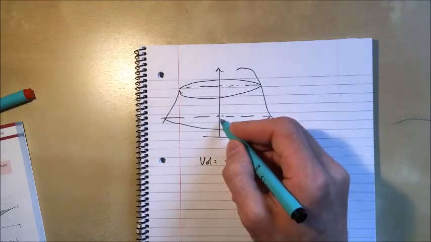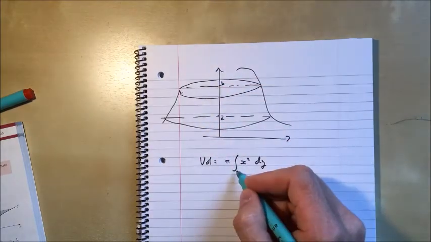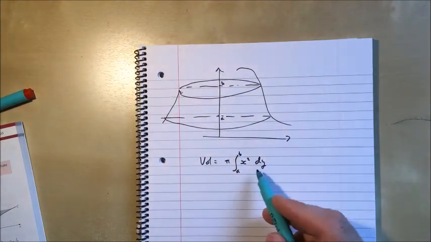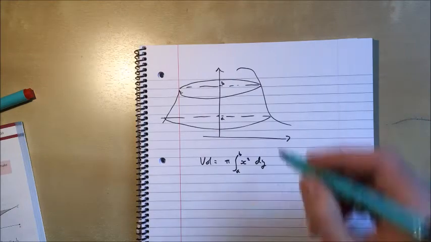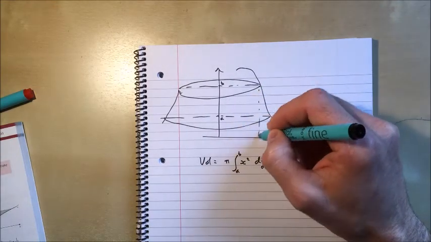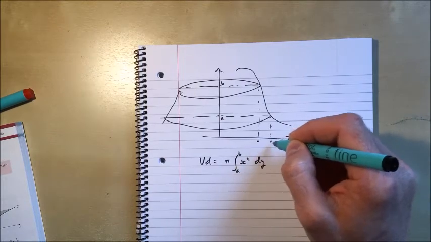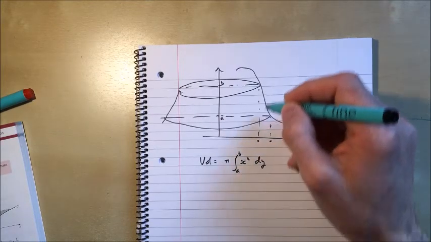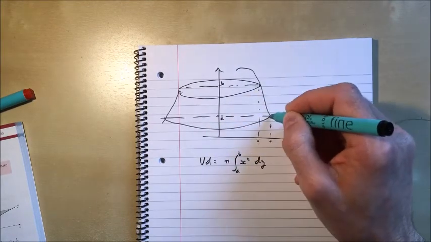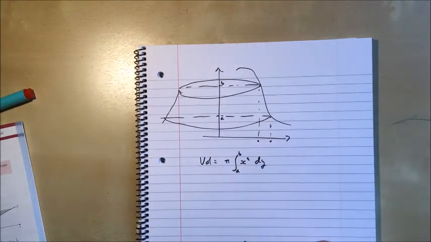We've got to be a little bit careful. The a and the b now have to be y values. So it's the integral from a to b of x squared dy. If the question gives you the x values, if the question gives you these points here, you're going to have to be careful to convert those into y values before you do your integration.